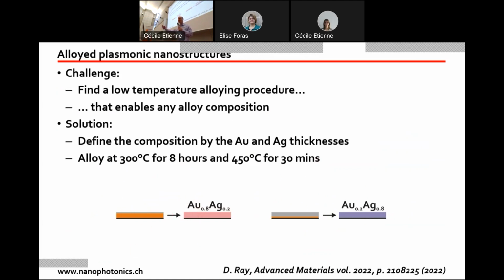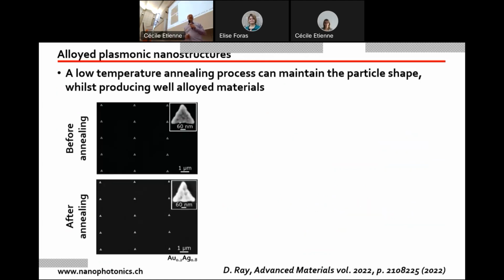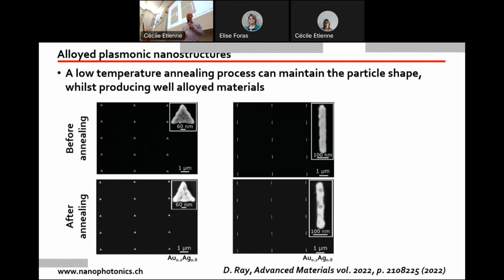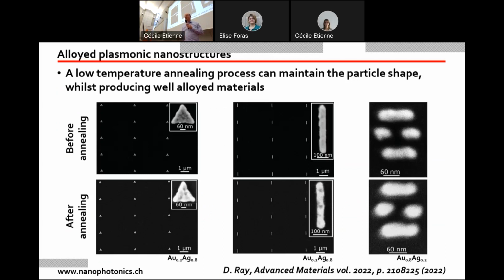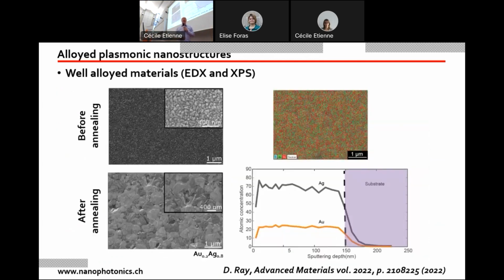Here, we just evaporate multilayers, and we heat, but not too much. And the good news is that if we try to make nanostructures, the nanostructures are perfectly preserved. You see, we can make a small triangle made out of 20% gold, 80% silver, and it remains perfectly triangular. That was before the annealing. This is after the annealing. And it is well annealed.